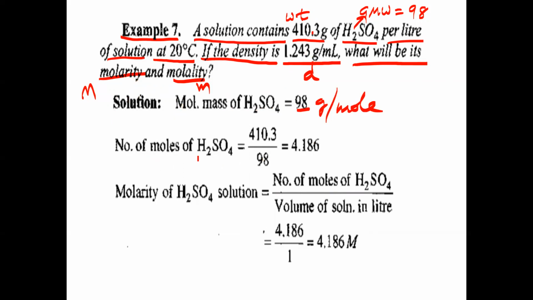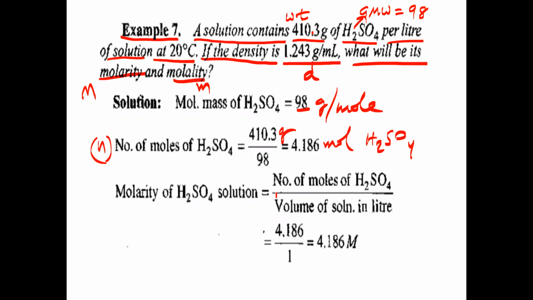Next, the formula for the number of moles of H2SO4: number of moles N is equal to weight divided by gram molecular weight. The weight of H2SO4 is 410.3 grams, divided by the gram molecular weight of H2SO4, 98. That equals 4.186 moles. These many moles of H2SO4. Is that clear?